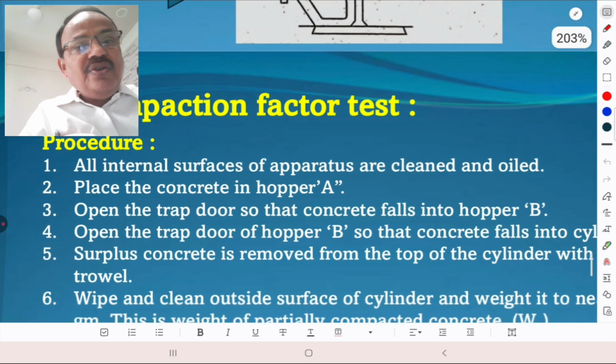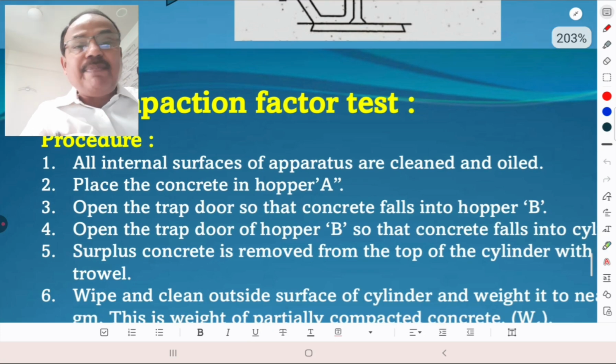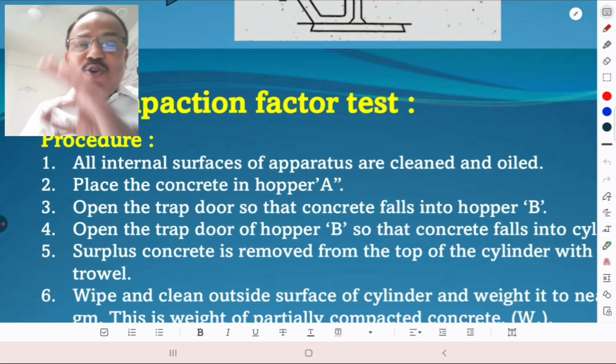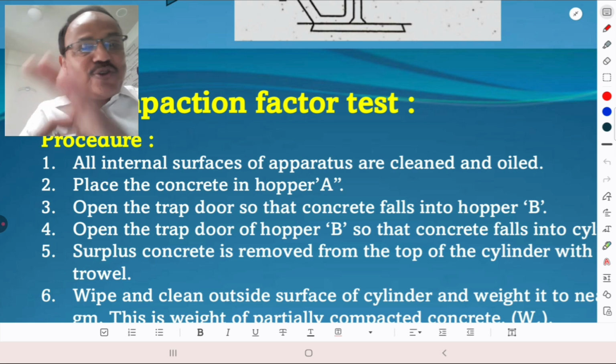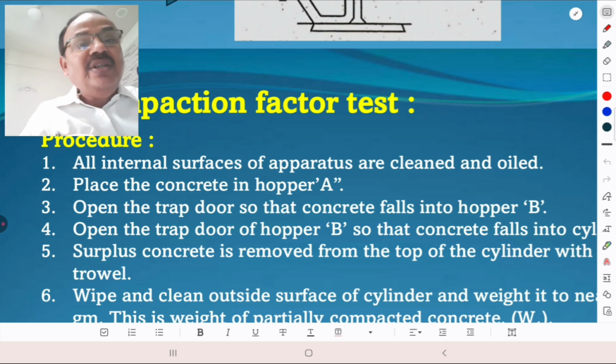Compacting factor test. All the internal surfaces of the apparatus are cleaned and oiled. For all types of apparatus, first of all we have to clean that apparatus. Place the concrete in hopper A.